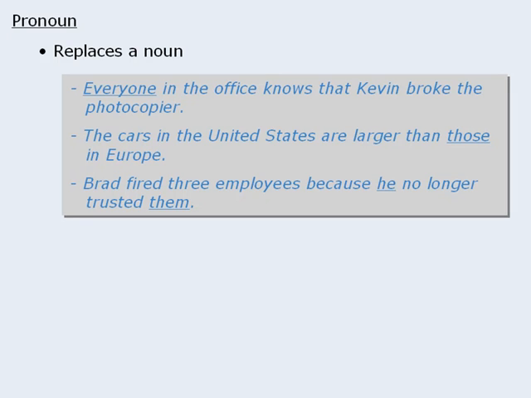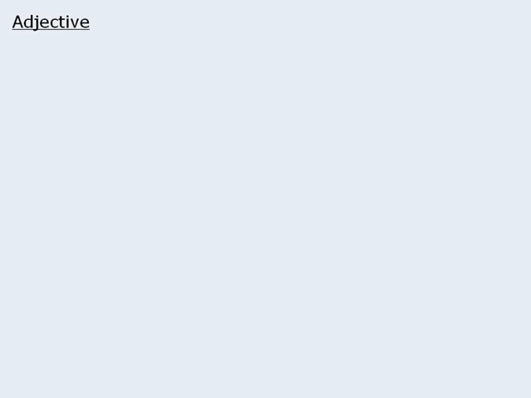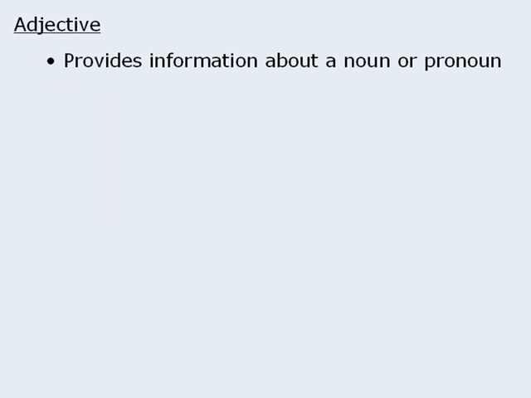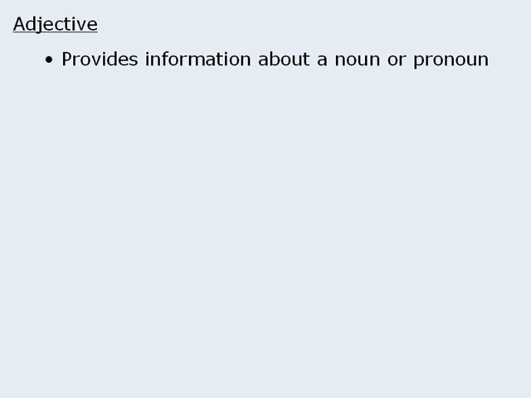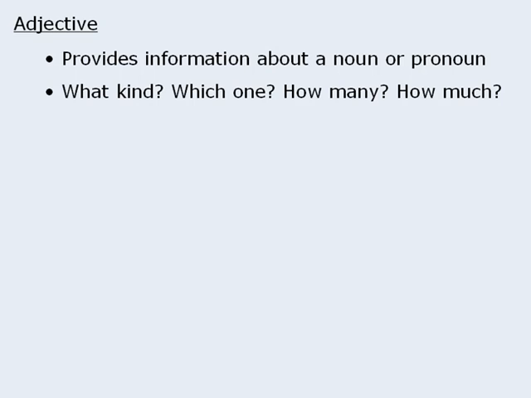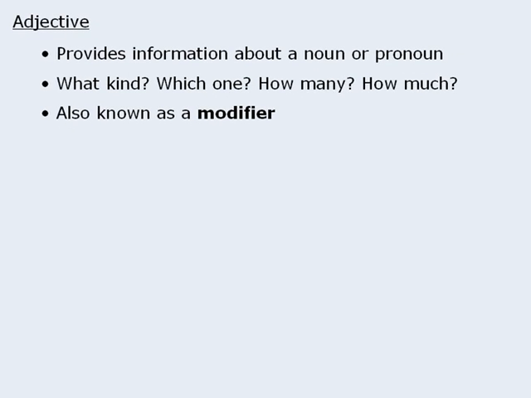For the time being, however, just know that pronouns typically serve as placeholders for other nouns. Okay, the next part of speech is the adjective. An adjective is a word that describes or provides more information about a noun or a pronoun. An adjective typically answers one or more of the following questions: what kind, which one, how many, and how much. An adjective is also known as a modifier because it helps make something less generic.